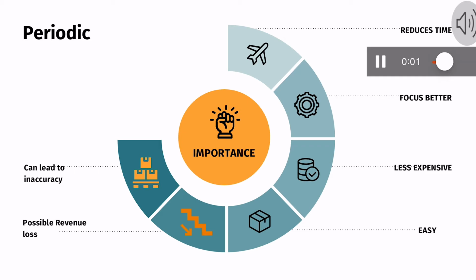This system is important to reduce time with inventory counting, meaning there is more time to focus on other aspects in the business. However, using a periodic system may lead to inaccuracy. With high volume sales, there is little control, as record keeping is done during the time of the review, resulting in a possible revenue loss.